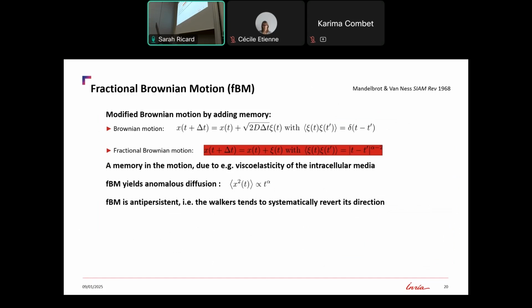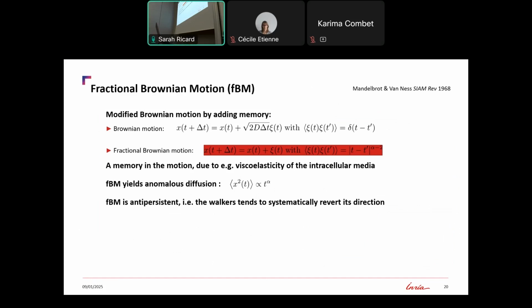That means, to make it short, that you have a random walk where, if at the previous time you went to the right, then you have a tendency to go to the right as well at the next jump, right? So you introduce a memory in the jump distribution. So how does it compare to biology?